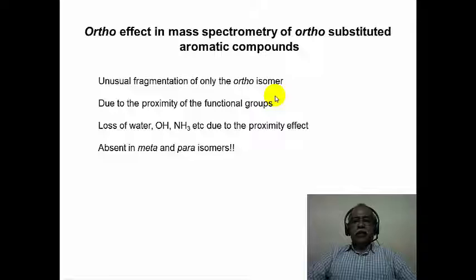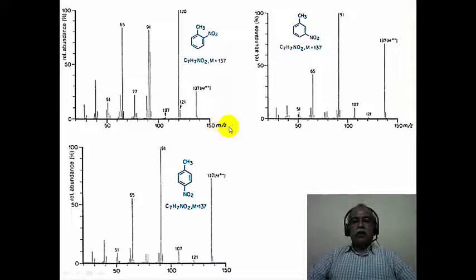Now let us consider a special effect called the ortho effect in the mass spectrometry of ortho-substituted aromatic compounds. Ortho-substituted aromatic compounds show a particular unusual fragmentation only characteristic of the ortho isomer. It is not present in the meta isomer or the para isomer. This is essentially due to the spatial proximity of the two functional groups that are present in the ortho isomer. What is normally seen is the loss of simple molecules like water, OH, and NH3, etc., which produce the proximity effect because of the ortho substitution.